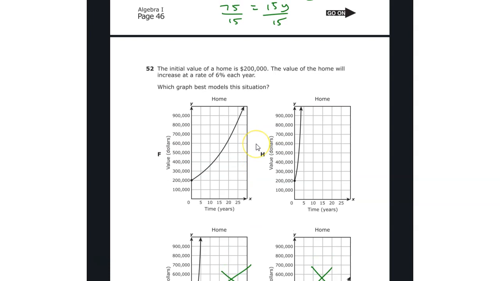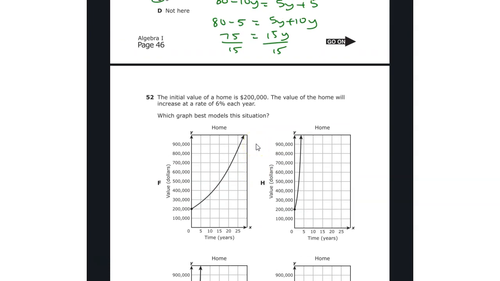Okay, 52. The initial value of a home is 200,000. So that means the y-intercept is 200,000. Let's make sure that all of them have 200,000 as a y-intercept. So no good, no good. All right, let's keep going. The value of the home will increase at a rate of 6% each year. So it's going to slowly increase in value. Okay, so this is a slower increase. So this is going to be here. This is a steep increase, so this is no good.